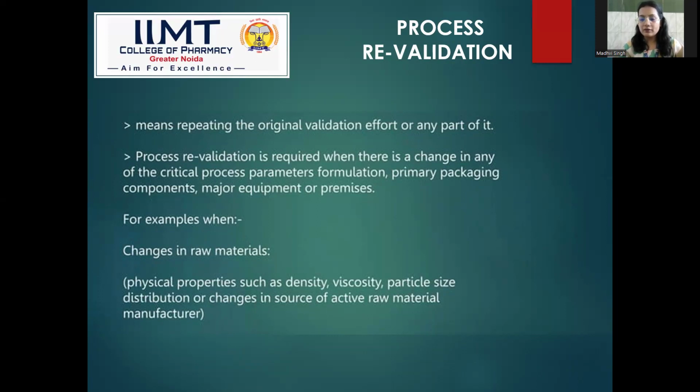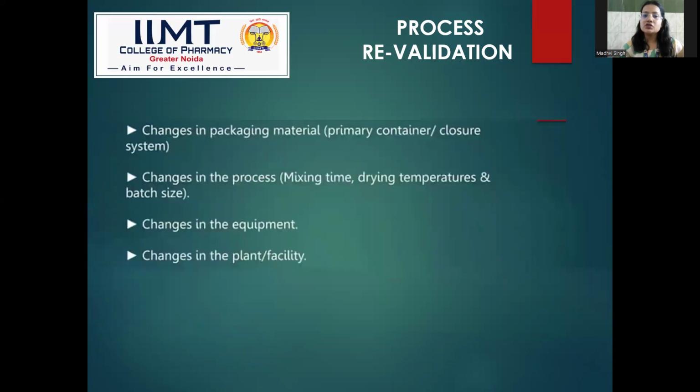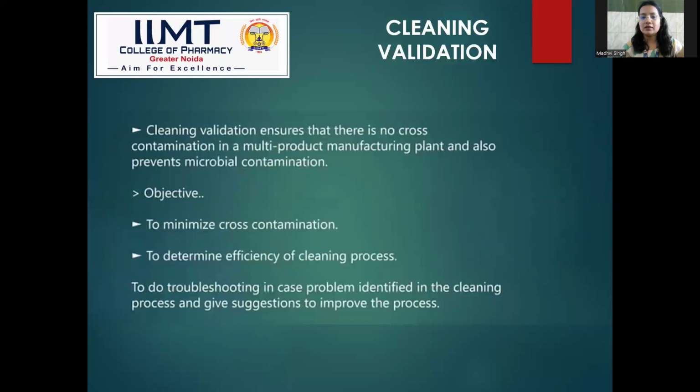raw material manufacturers. Next is change in packaging material. Change in packaging material involves primary containers, glass to plastic or plastic to glass, closure system. Change in process. Change in process involves mixing time, drying temperature, batch size, change in equipments, and the change in plant facilities.